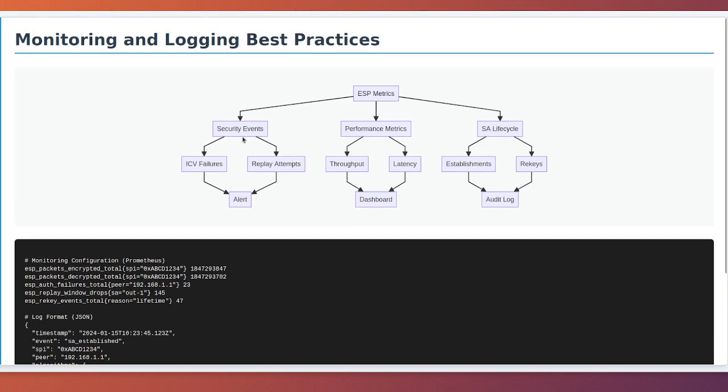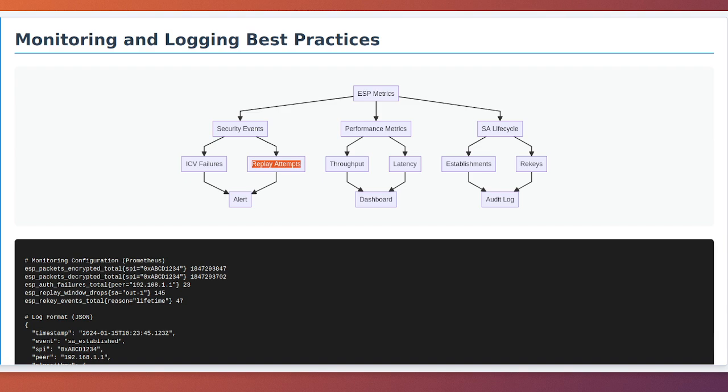Security event monitoring should be your top priority. Track authentication failures, which could indicate attack attempts or configuration problems. Each ICV verification failure should be logged with the source IP, SPI, and timestamp. Patterns of failures might reveal coordinated attacks or misconfigured endpoints. Monitor for sequence number anomalies, for example, replay attempts, sequence number jumps that exceed the anti-replay window, and approaching sequence number exhaustion.